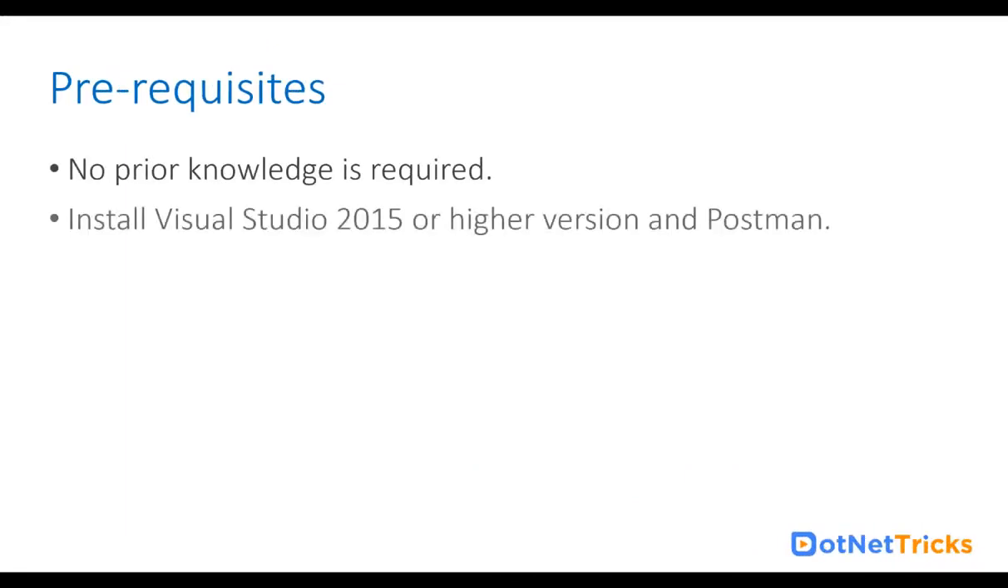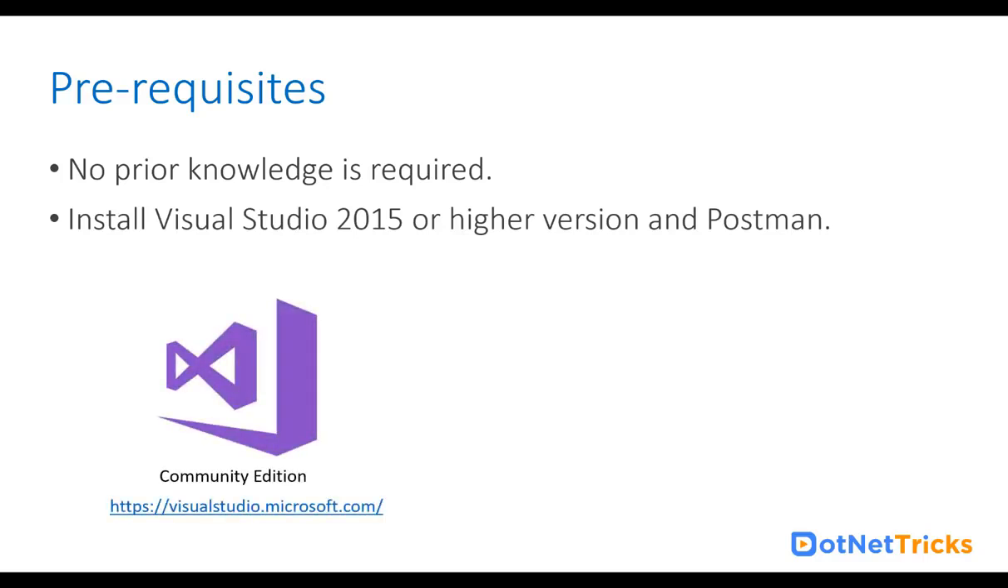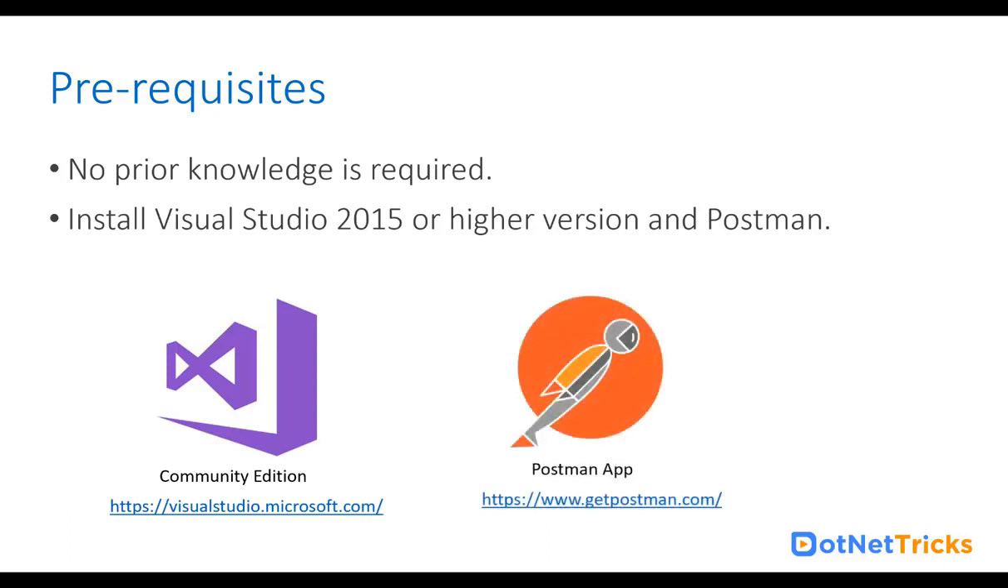To start this course, no prior knowledge is required, but to do hands-on, make sure you have installed Visual Studio 2015 or higher version. And here we are using Postman for testing our API. So the latest version of Visual Studio can be downloaded from visualstudio.microsoft.com, and Postman can be downloaded from getpostman.com. Then just download the Postman app for testing our REST API.